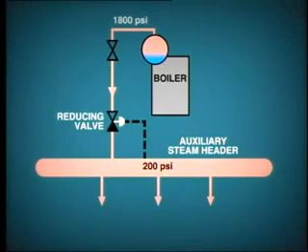Other boilers may also be selected to provide auxiliary steam to the header. The use of saturated steam from the drum is quite adequate, as its temperature of about 500 degrees Fahrenheit will provide sufficient superheat at the lower pressure.